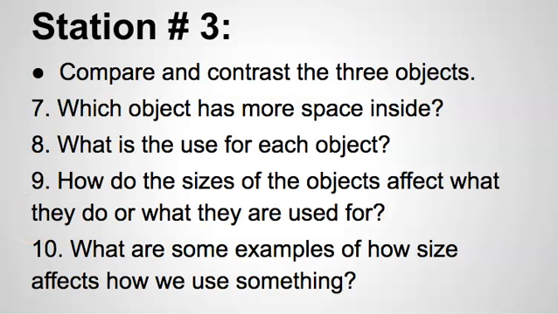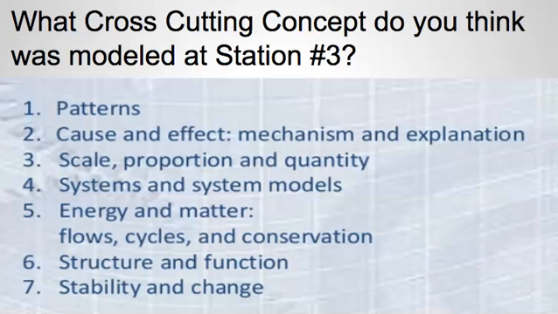So let's go down one more slide and let's take a look at the cross-cutting concepts. Which one do you think fits for number 3? If you said number 3, scale, proportion, and quantity, you are correct. So even though all the objects were the same, they had different uses based on the size of the object. So we're going to stop this video now. This is for station 2 and 3. Make sure you have complete solid answers before you turn your lab back in or watch one of the other videos and complete your work.